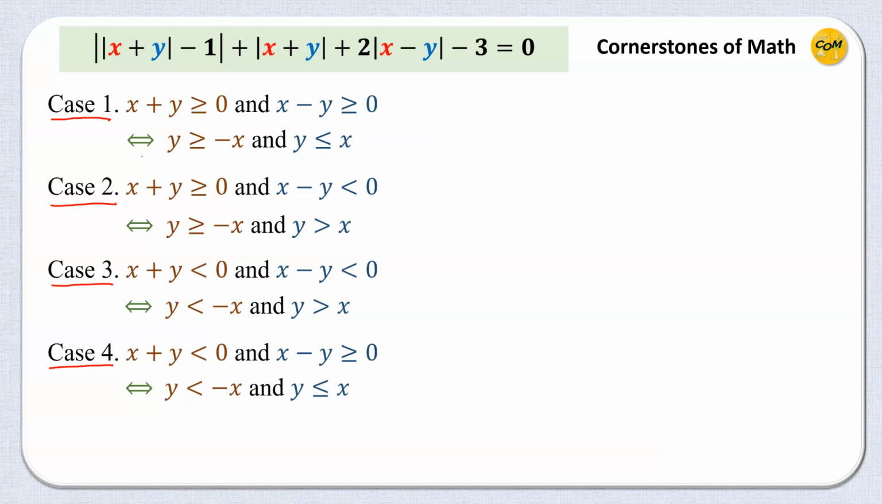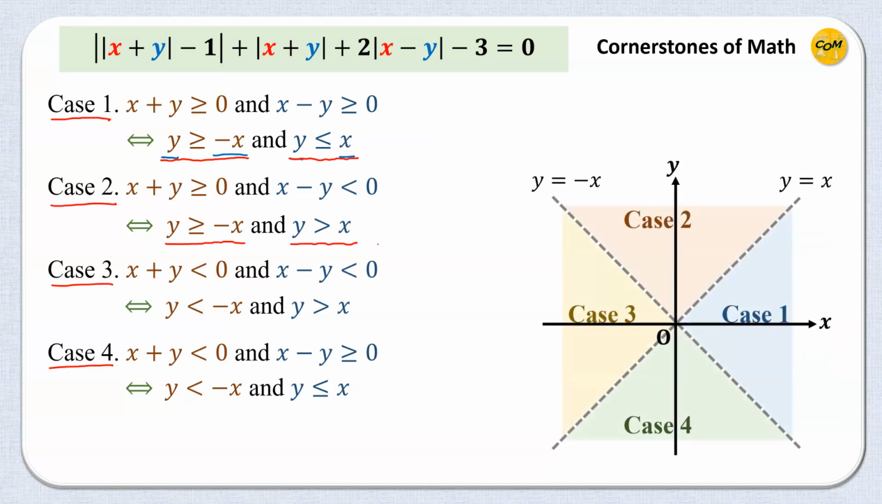These are all very nice, but I want to express these conditions in a slightly different manner. That is, I want to express these as a comparison between y and -x and a comparison between y and x. For example, the equivalent condition for case 1 is y is greater than or equal to -x and y is less than or equal to x. And the equivalent condition for case 2 is y is greater than or equal to -x and y is greater than x, and so on.